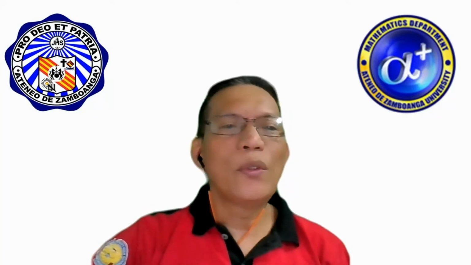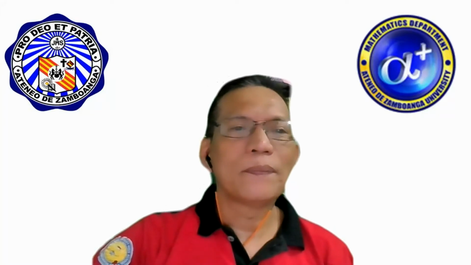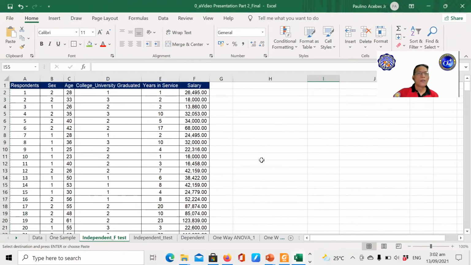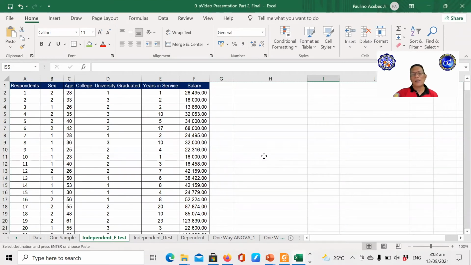Today, we will be discussing the independent two-sample t-test. So let's try to look into this data. Again, this data is about the salary of the government employees in Zamboanga City. By this time, we are going to compute the independent two-sample t-test. How are we going to compute this?